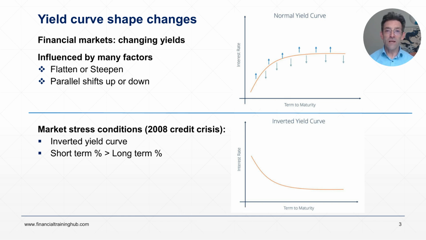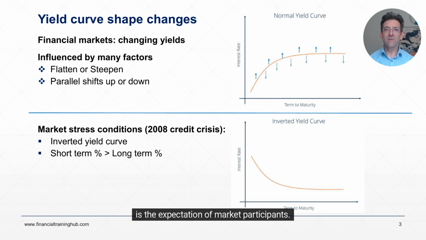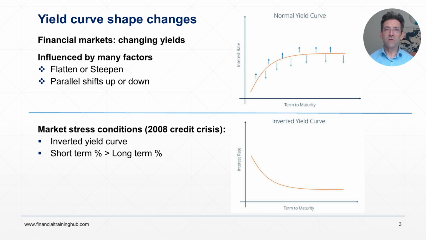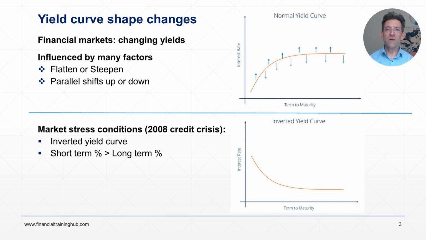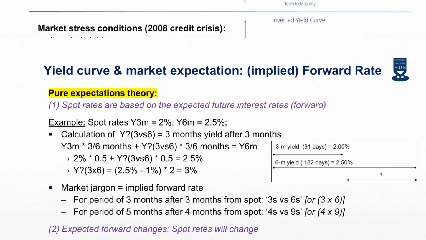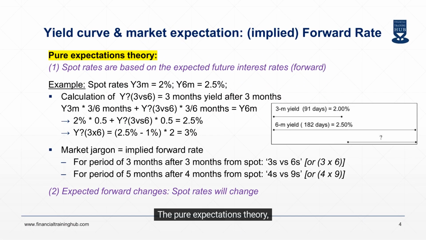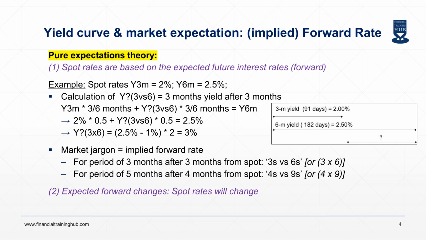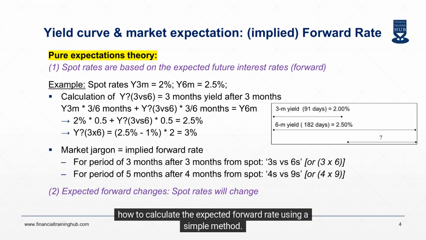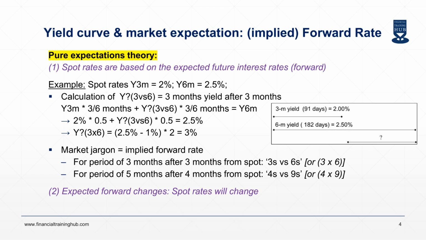Another influence that can cause changing yield is the expectation of market participants. This expectation about future interest rates can be derived from the current yields by calculation of the forward yields. The pure expectations theory assumes that the market yields are based on the expected future interest rates, the forward rates. This example explains how to calculate the expected forward rate using a simple method. This method is not completely correct, but is sufficient for now.